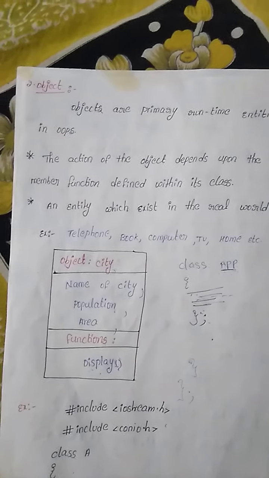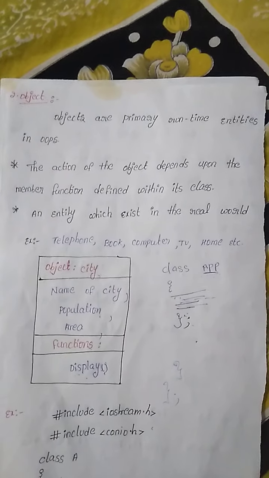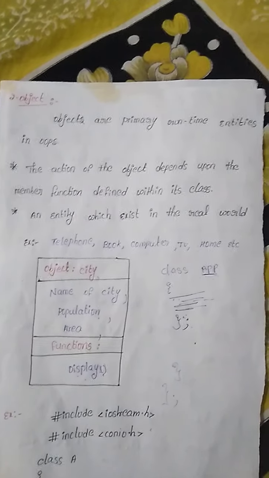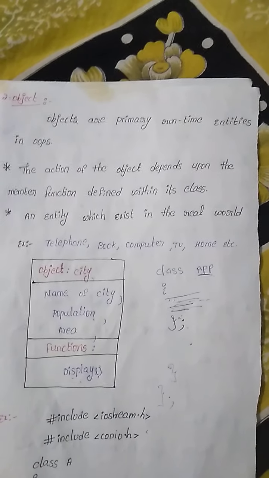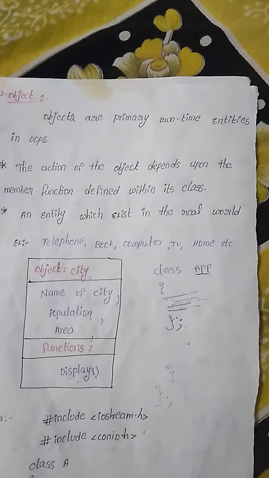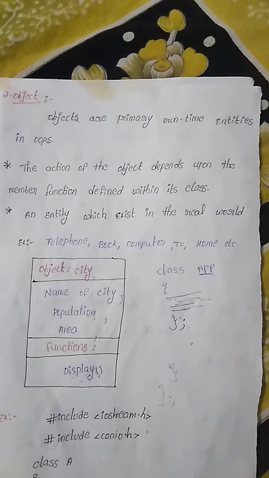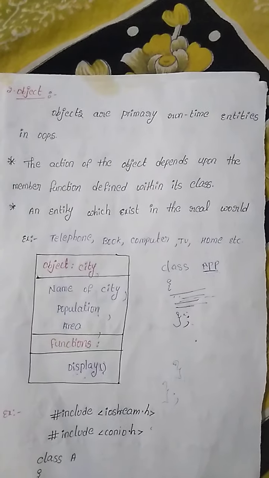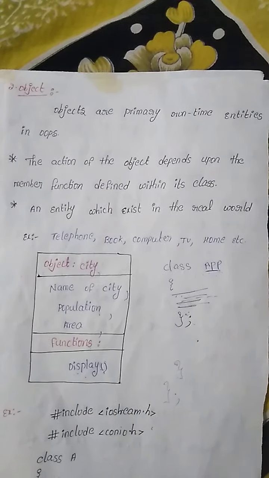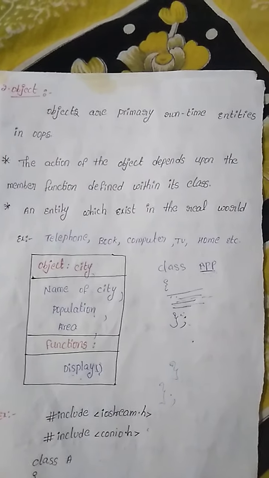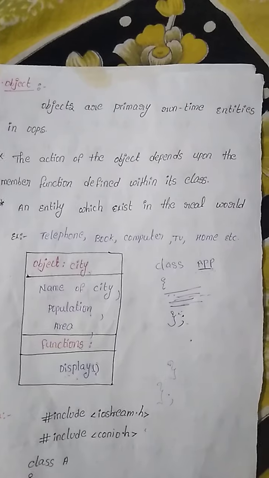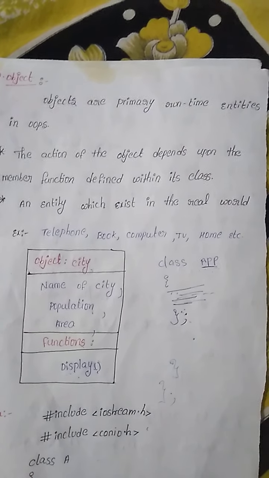Second topic, object. Objects are the primary runtime entities in an object oriented programming language. Objects work during execution time. So primary runtime entities, objects. Next, the action of the object depends upon the member function defined within its class. Object action depends on the member function, that member function which is bound in the class.